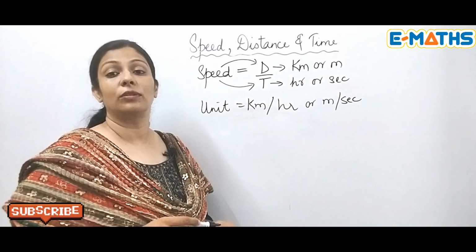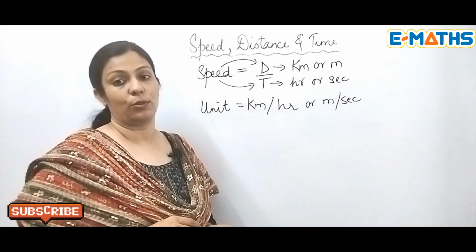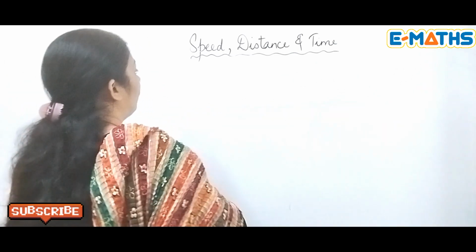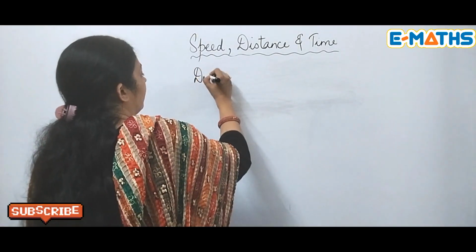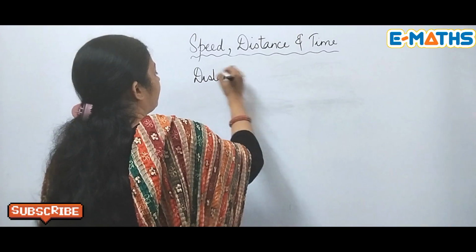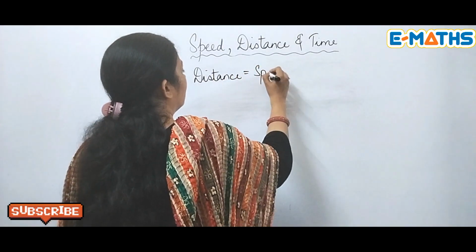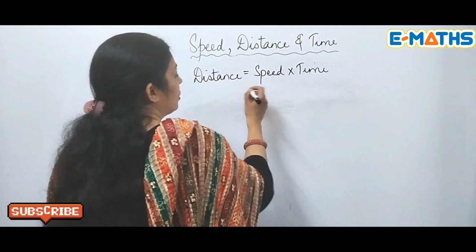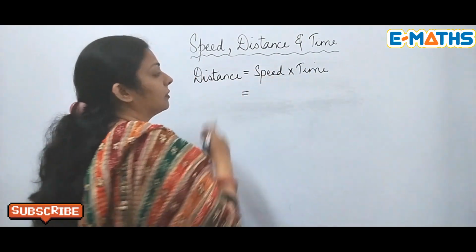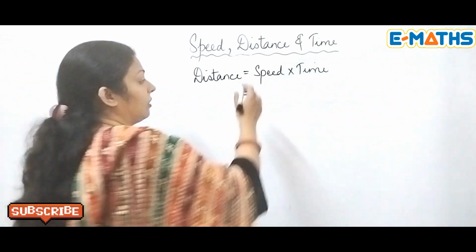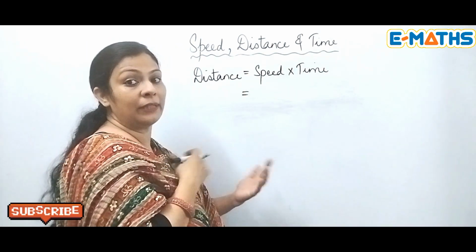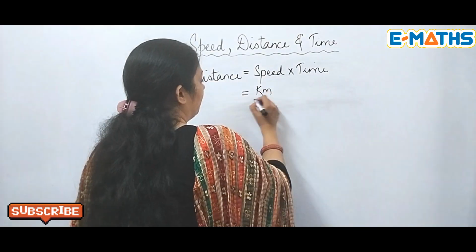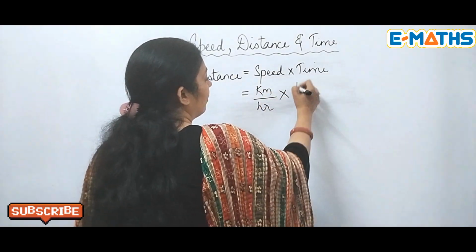Now I'll tell you about distance and time as well. Let's talk about distance. For finding out the distance, we have the formula speed into time. If we need to figure out our units, the speed, as I have already told you, will be either kilometer per hour or meter per second. If it is in kilometer per hour, of course your time will be in hours.